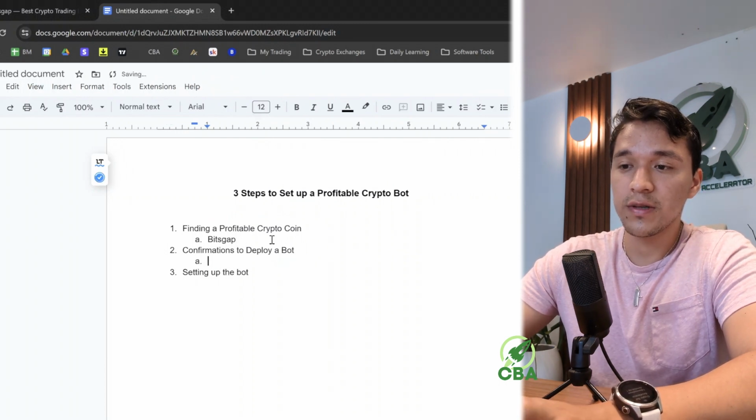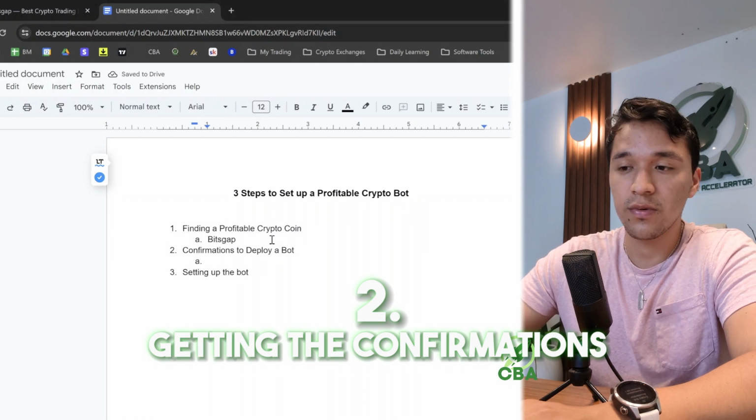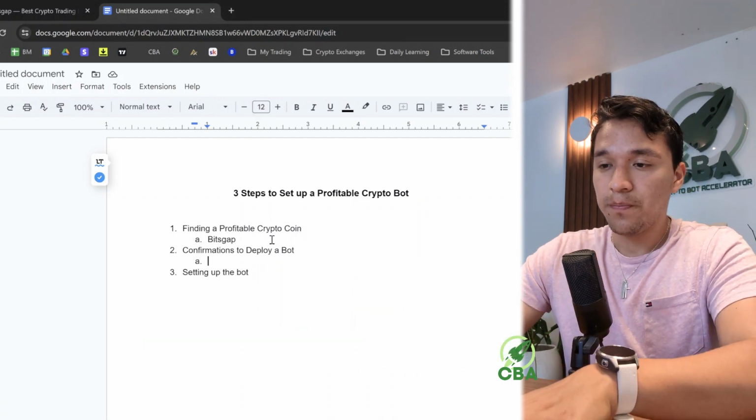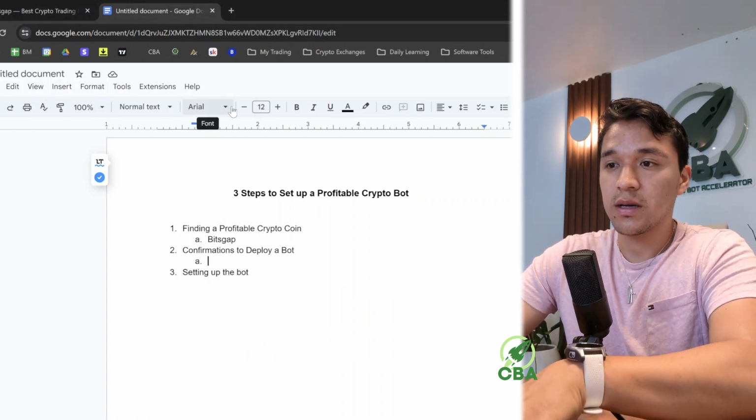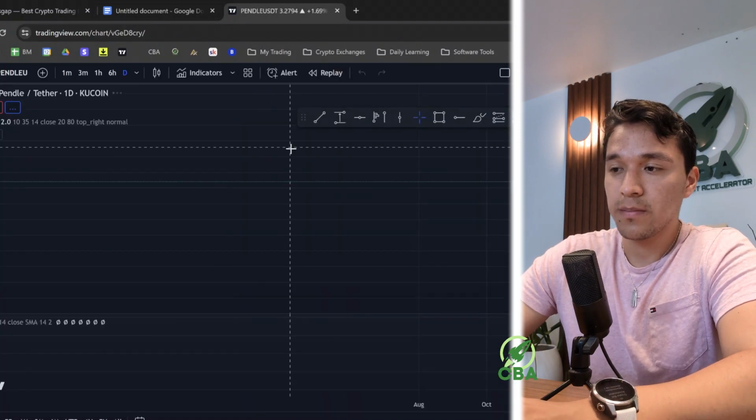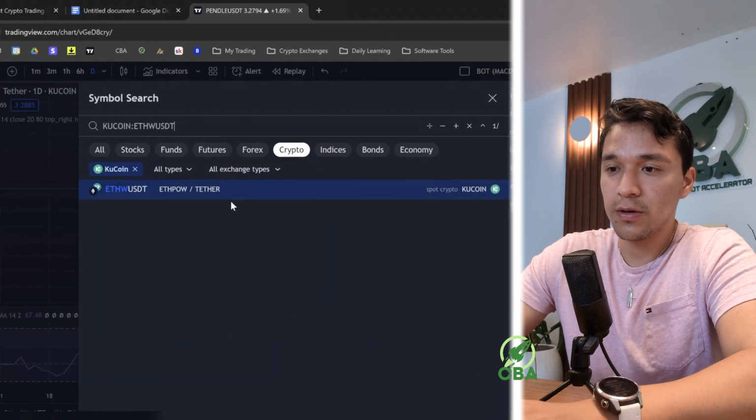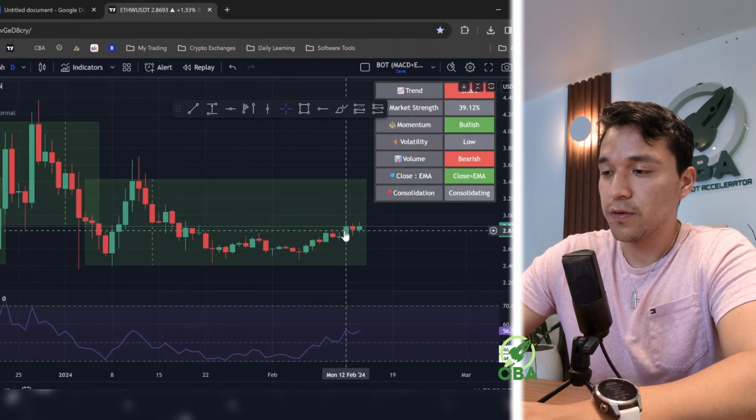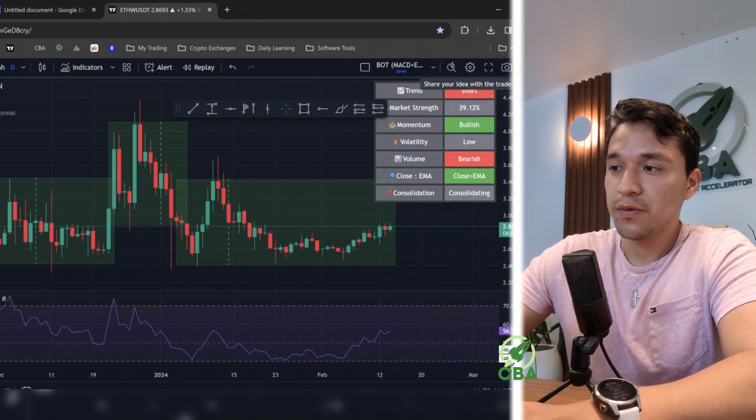So I found the cryptocurrency. Now the second step is getting the confirmations the cryptocurrency is ready to be deployed. Now, one of the things that I do to get the confirmations is actually look at the CBA 2.0 indicator. Okay, so here on TradingView, I'm gonna be looking for the CBA 2.0 indicator, and I'm gonna study it. So I'm gonna see what it tells me.